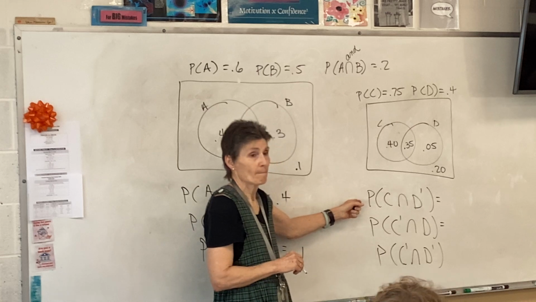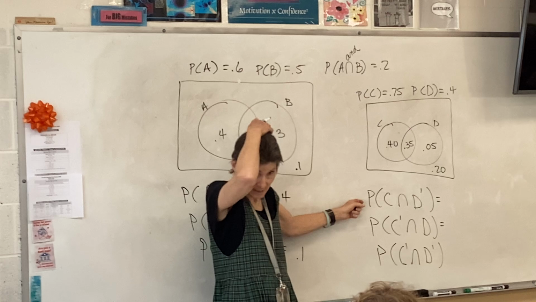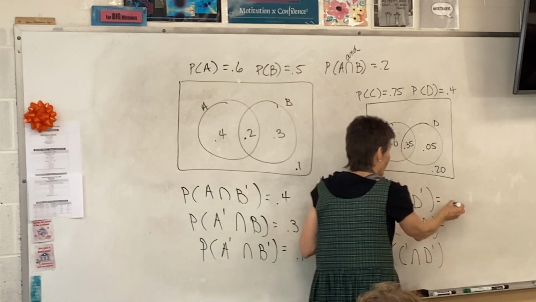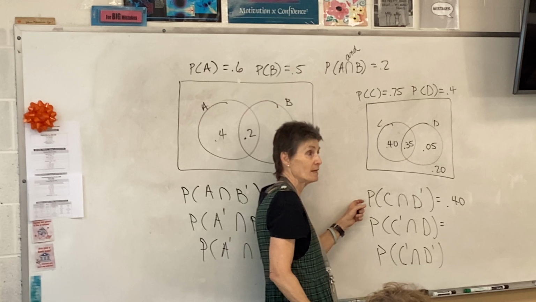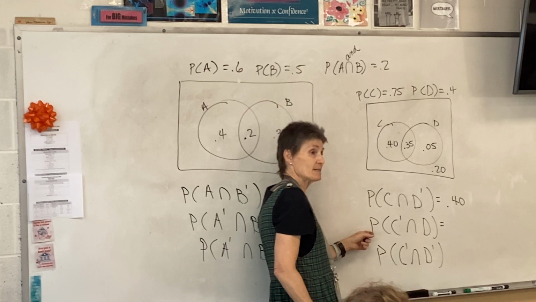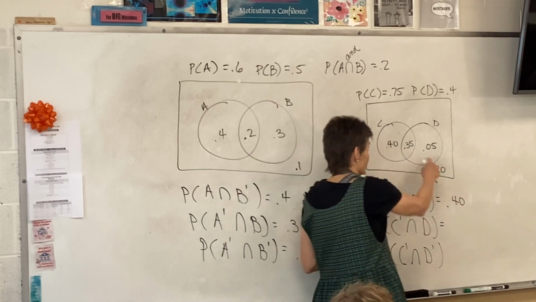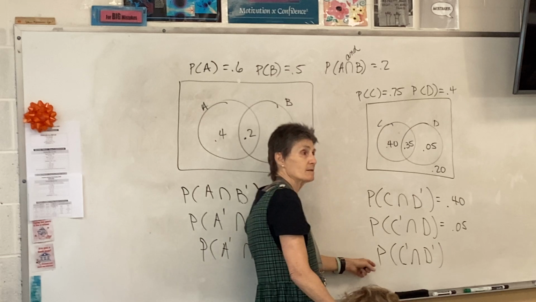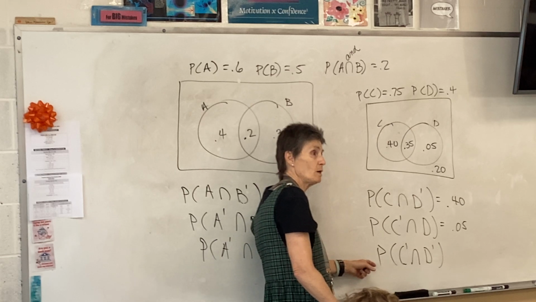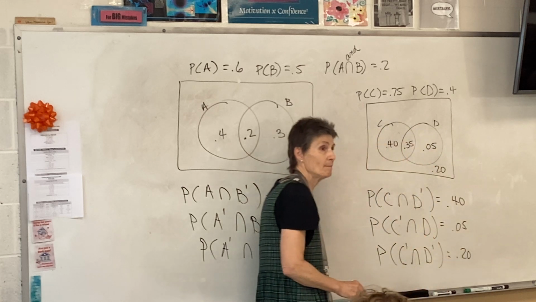What does this say? I like carrots but not donuts, so that would be 0.40. Is that okay with everybody, or just 0.4 is fine? Yep. This is, I don't like carrots, but I do like donuts, so that's 0.05. And what are these guys? They don't like either one, so they are 0.20. Everybody okay with that?